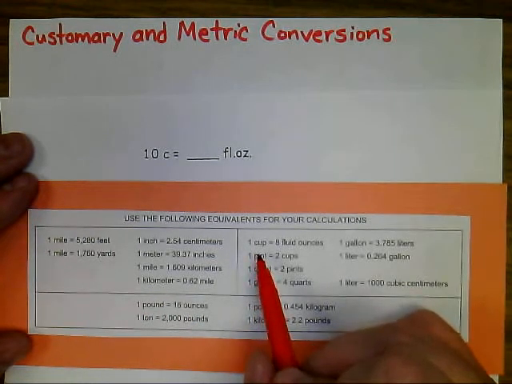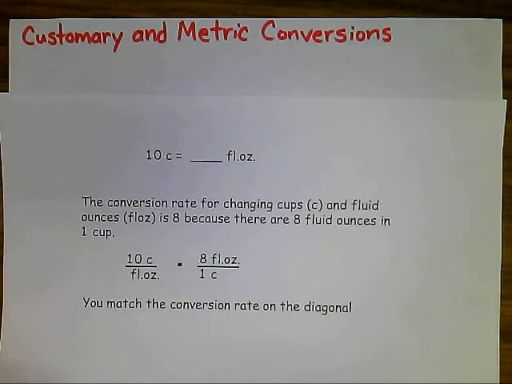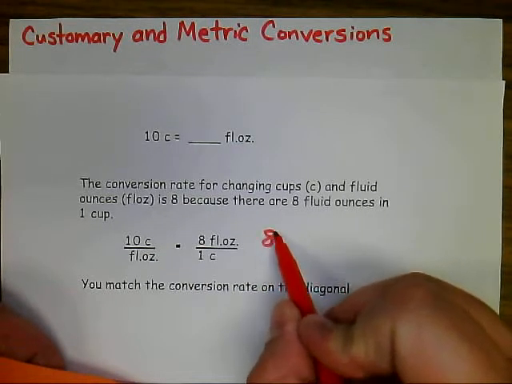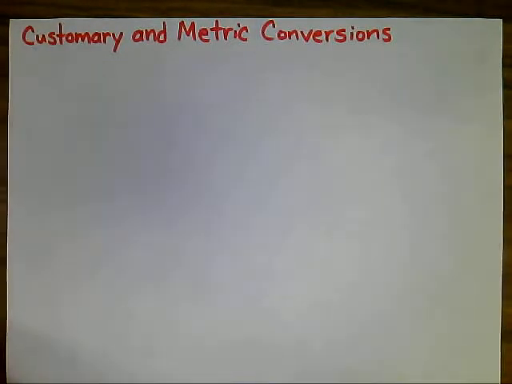So again, 1 cup is equal to 8 fluid ounces, so our number here will be 8. The conversion rate for changing cups and fluid ounces is 8 because there are 8 fluid ounces in 1 cup. Again, you'll note I'm going to match the conversion rate on the diagonal, fluid ounces to fluid ounces, cups to cups. 10 times 8 is 80, and so there are 80 fluid ounces in 10 cups.